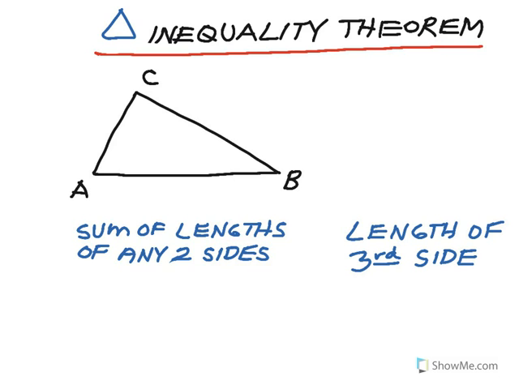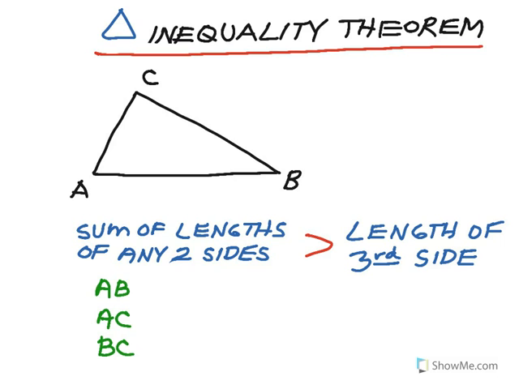Okay, the next theorem actually has a name. It's called the triangle inequality theorem. What this says is that if you take the three sides of a triangle and you choose any two of them, the sum of those two sides has to be greater than the length of the third side. So let's go through a little example of how this works and why it's true.